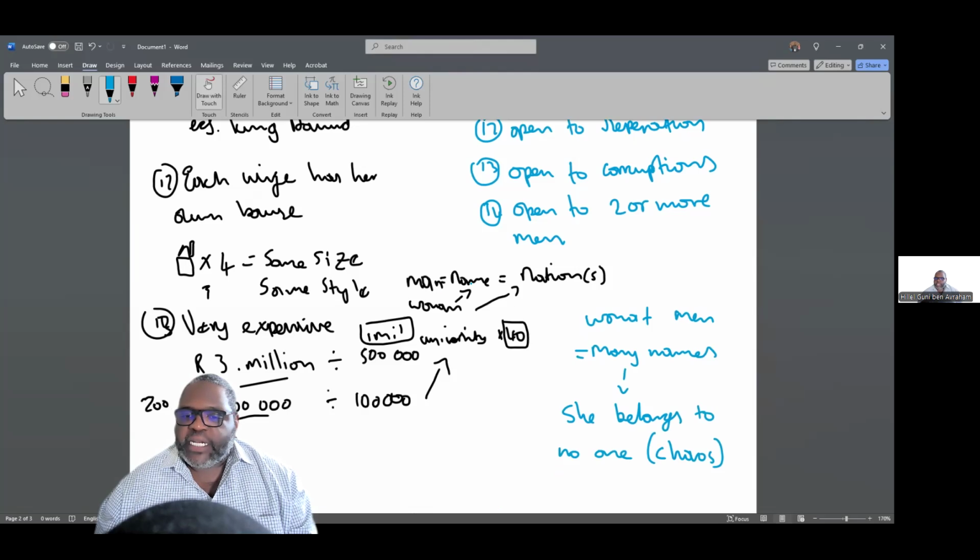When a woman takes on a man's name, she becomes that man's nation. For example, the nation of Israel, right? So every child born from all these women that take one name becomes a nation of Israel. The foundation of the nation of Israel are men married to multiple women.